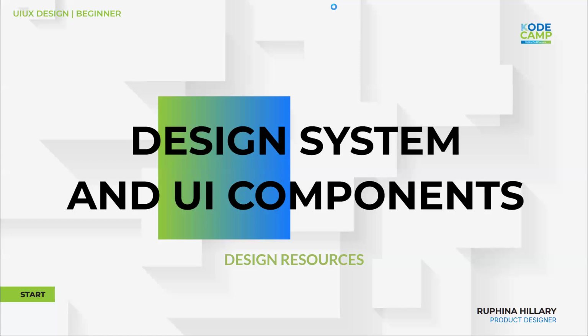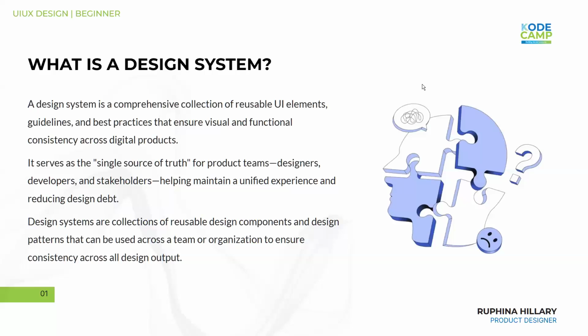So now we have learned some things and how we design usually, right? Now we want to learn how to design better, rather how to improve our design process. Okay? That's where design system comes in, right? So a design system is a collection of UI elements, guidelines, best practices that ensures visual and functional consistency across digital products, right?